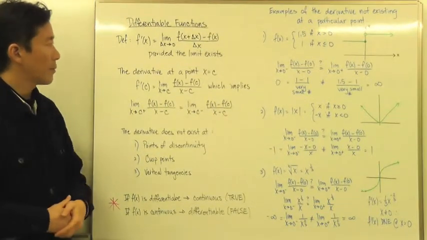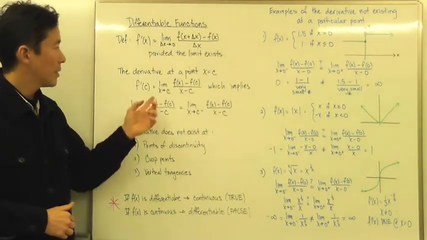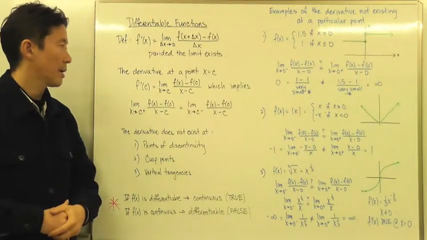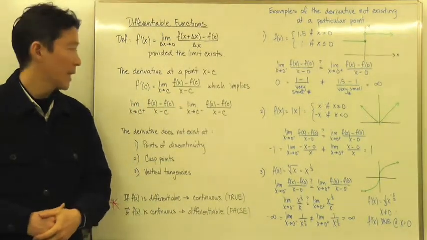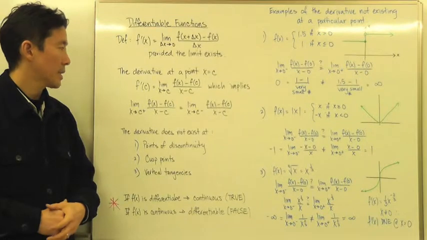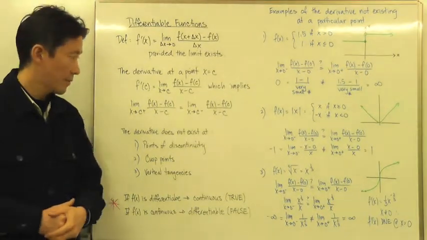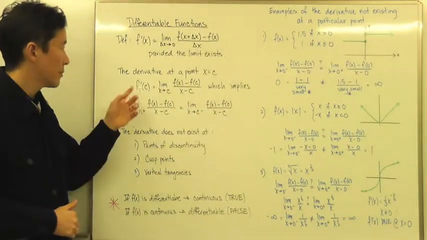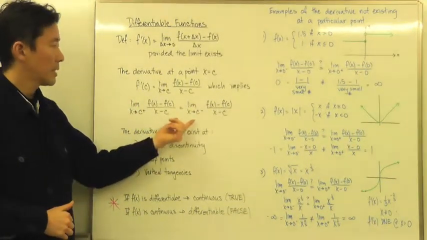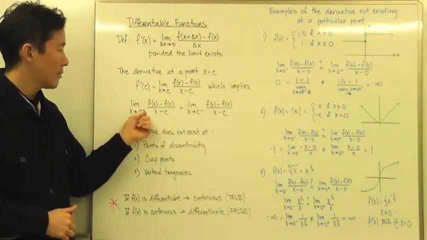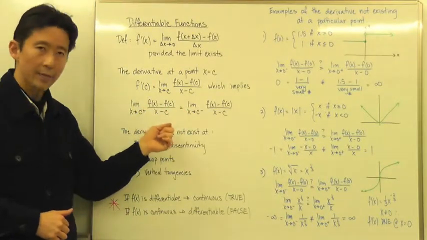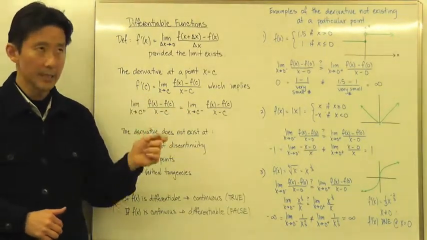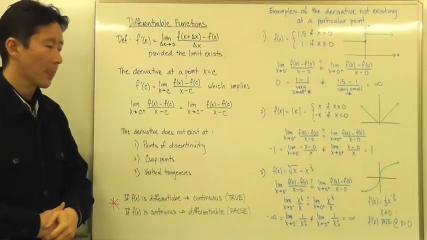Now for the derivative at a point x equals c, we use this particular formula: f prime of c is equal to the limit as x approaches c of f of x minus f of c, divided by x minus c. This implies, assuming that it exists, that the limits as x approaches c from the right and from the left exist and are the same.